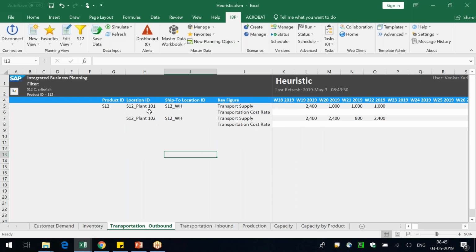So 2 locations, plant 1, plant 2, sending to the warehouse. The supply is 2400. That is the maximum that it can do. That is the production capacity. So whatever it can do, it is doing it. Now let me keep some cost rates here. I'll say plant 1 is more costly for me. I'll say it's $10.